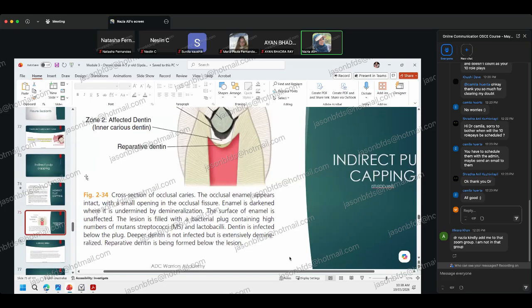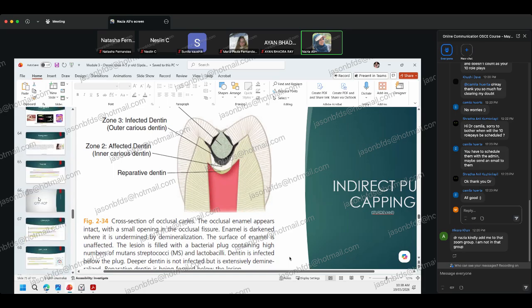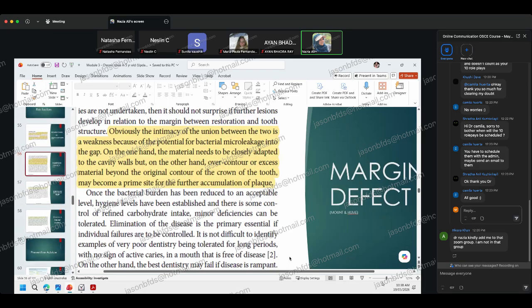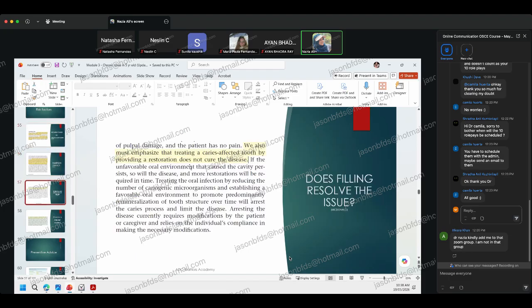Now, the question here is then why did that indirect pulp capping fail? The reason why it failed was there was some leakage around the filling. The environment was not fixed. Now, that is the most missing piece of the puzzle. It's like diabetes, caries, perio. There's no cure for these things. It's just something we have to be able to control.